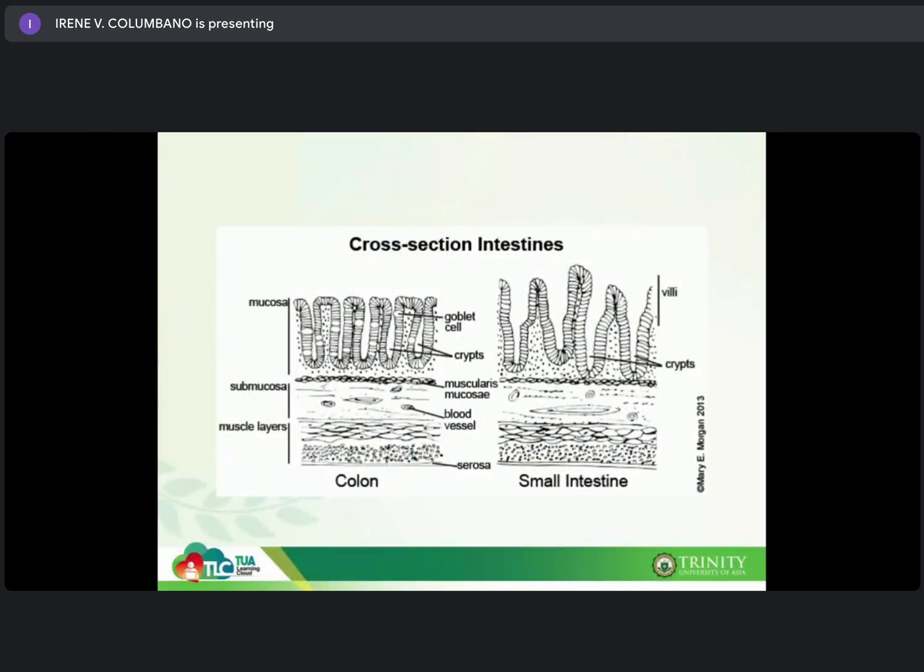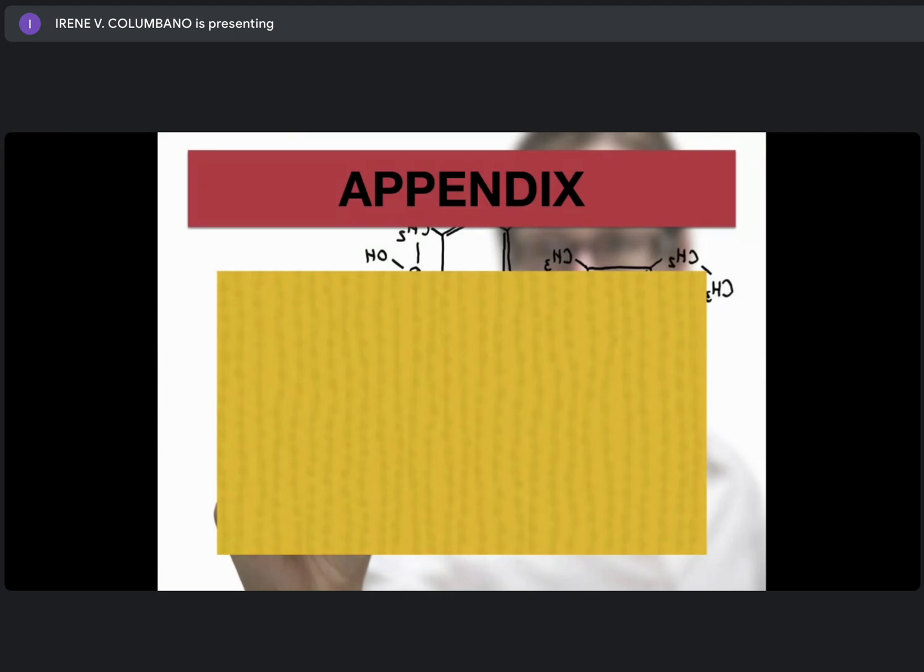So, cross-section between large and small intestine. Villi, nakikita natin sa small intestine. Crypts naman, pareho silang meron. Goblet cells, more on sa colon or sa large intestine. Sa mucosa, pareho silang may muscularis mucosa. Andun din yung mga blood vessel. And then they have both serosa and muscular layer.